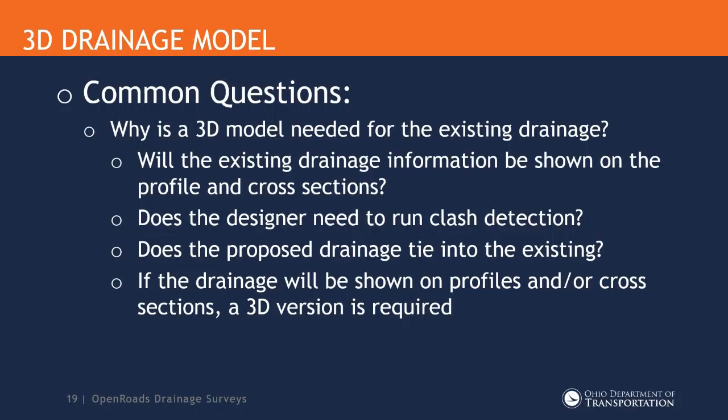As I said in the video, if we're going to show this on profiles and cross sections, it has to be modeled. That's a pretty common question: why is a 3D model needed? That's exactly why. If I'm going to be showing that on profile and cross sections, I've got to have a 3D object for this. Another reason you might want to generate that is, does the designer need to run any clash detection? If they need to do that, we need some 3D features. Maybe the proposed drainage ties into the existing, and again, I would need that existing information as 3D drainage features and as nodes using the drainage and utility software.